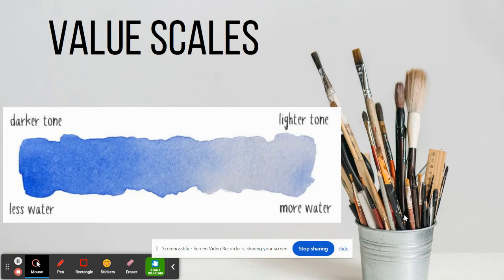Now, if you've been in my class, you've done value scales. And you know that there's value scales in every single art medium that we've used, whether it's crayon, watercolor, marker, etc. Now, the difference between all of them is how you achieve the different value scales. So with watercolor, when you go to the darker tone, which is the darker value, you have very, very little water. And when you want a lighter value, you're going to be adding a lot of water. So, which is what we're going to be doing first.